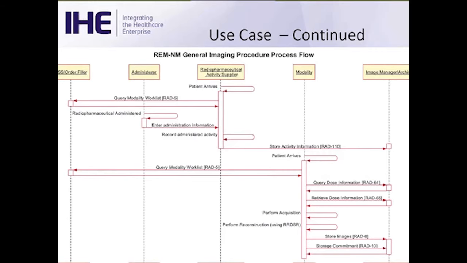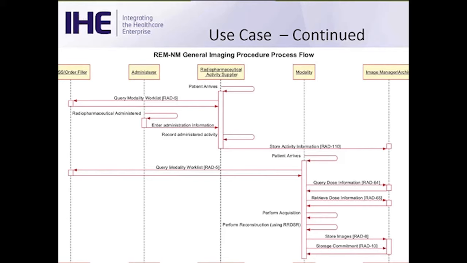So starting on the left, we have the order filler. The administer, next one in, is the technologist, the nuclear medicine technologist in this case. The middle block represents the radiopharmaceutical activity supplier, the RAS. The modality is the fourth block from left to right. And then finally, the image archive is what we're ending this, just for this talk, the workflow.